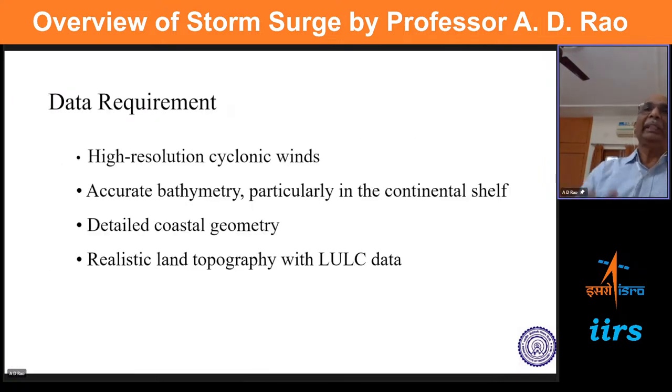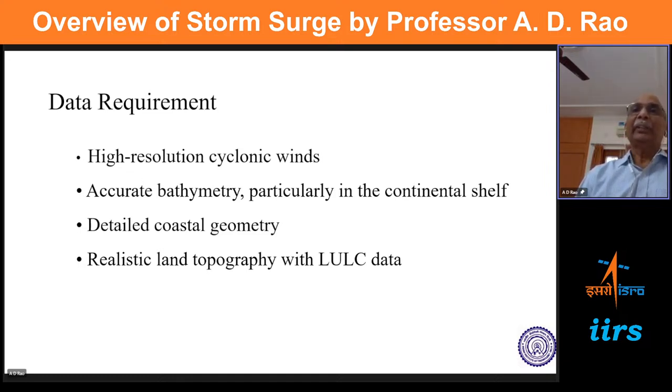For this, you need a lot of data. Very high resolution cyclonic winds are required, which is not even possible through satellites nowadays. We need much higher resolution than what we are getting at this moment through satellite. Temporal resolution is also very important. As of now, we get about 6 hourly or 3 hours maximum, but we need at least half an hour interval. Then you can have good predictions.